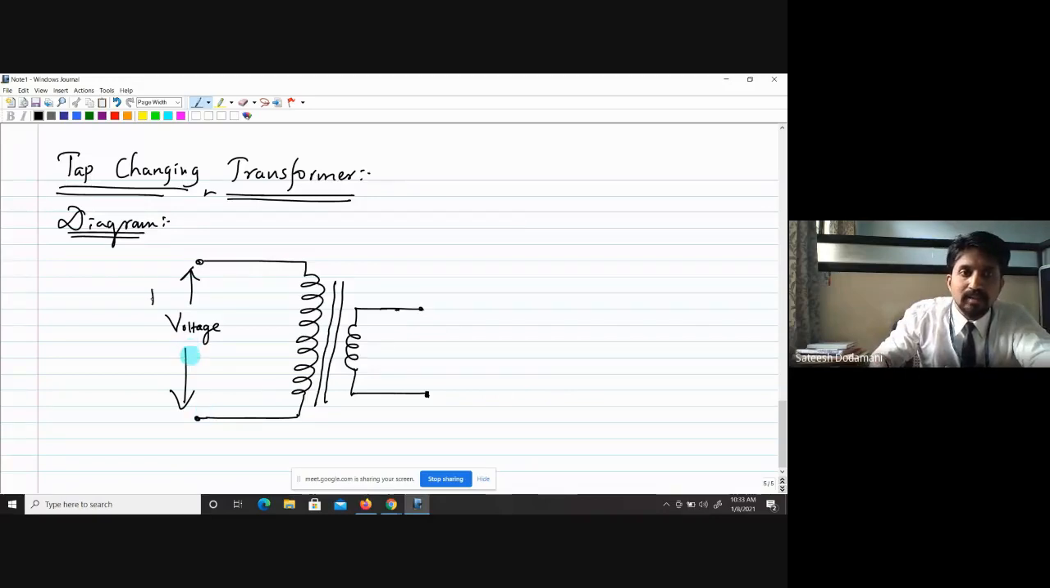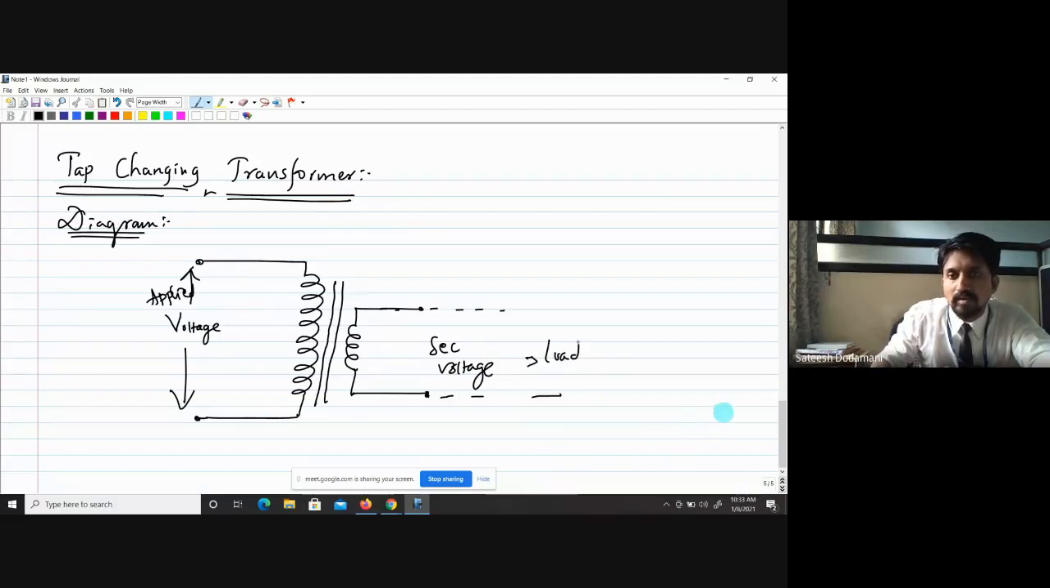This is the applied voltage, and this side is the secondary voltage, and this side you are going to connect to the load. Now here, this one I will remove, this particular part, because I want to draw some other things.